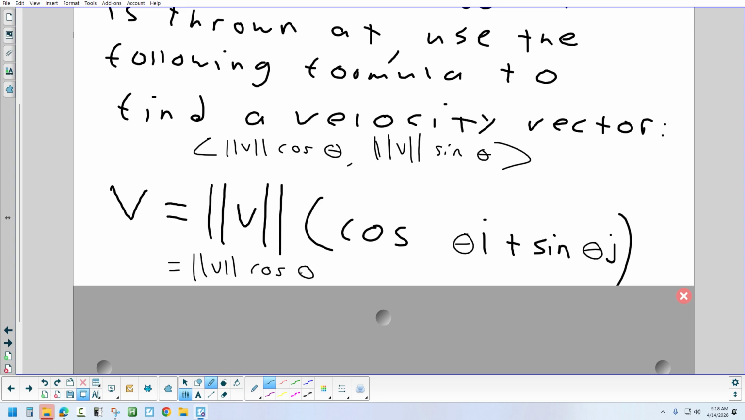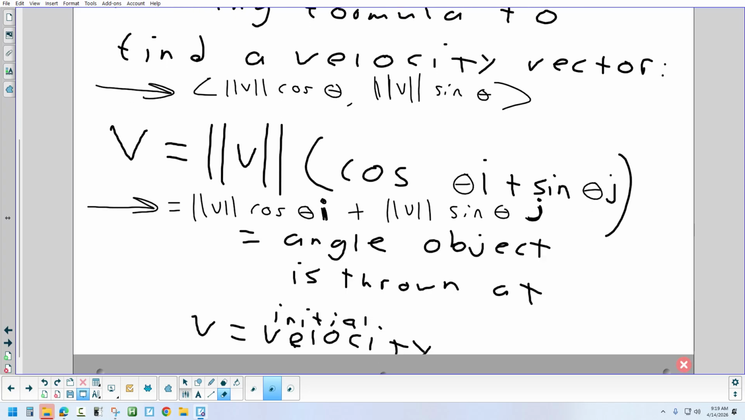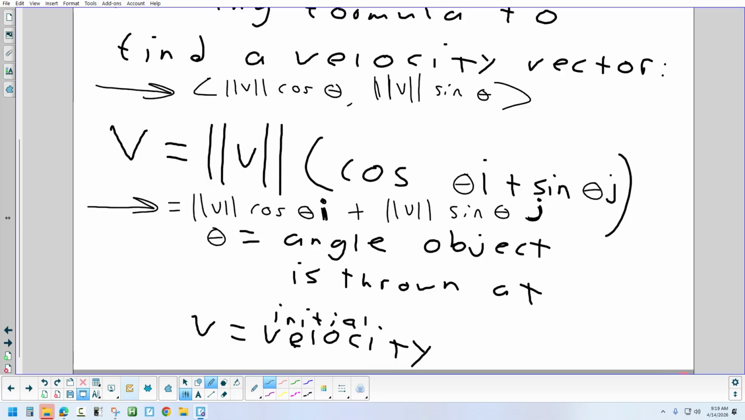If you leave it distributed, it would look like this. Magnitude v cosine theta i, that would be a bold i, plus magnitude v sine theta j. Okay, so same thing. I'm just showing you the algebraic vector notation and unit vector notation. And make sure we remember what those two things are. Theta is the angle that the object is being thrown at, and v is the initial velocity.